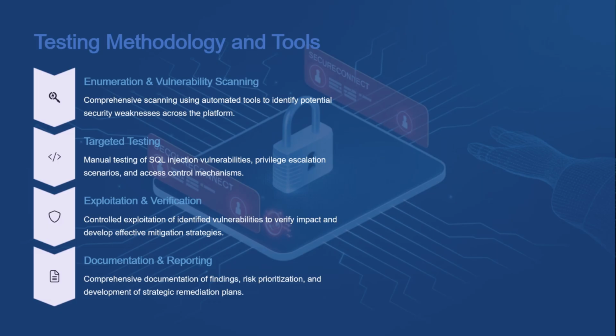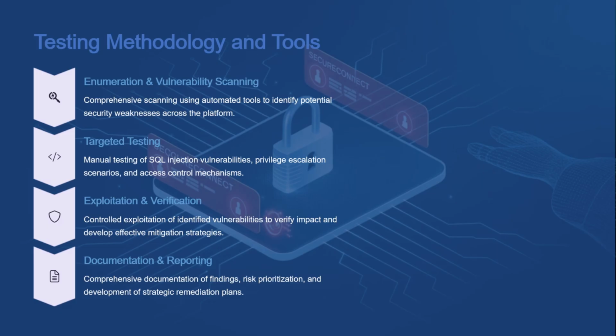Next, we moved into targeted testing. This is where we separated noise from actual threats. We manually verified scanner findings and directly tested for high-impact vulnerabilities: SQL injection, privilege escalation, broken access controls, and token theft. This wasn't random probing. We targeted components with the highest potential business impact.